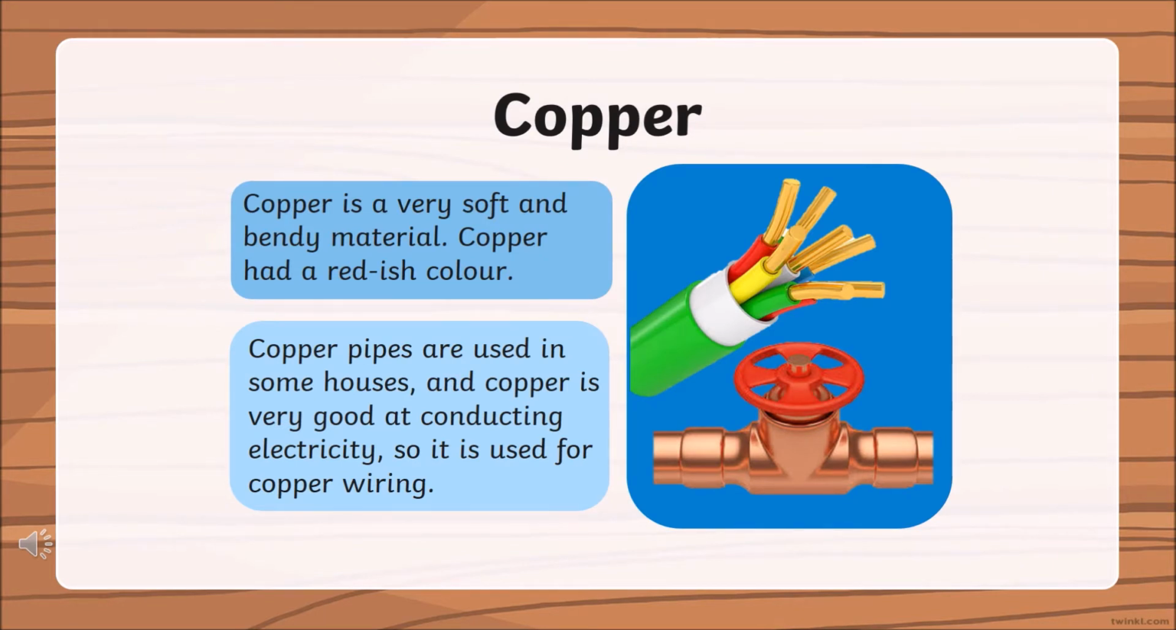Copper is a very soft and bendy material. Copper has this beautiful reddish color as well. Copper pipes are used in some houses, and copper is very good at conducting electricity, so it's used for wiring in our houses a lot.